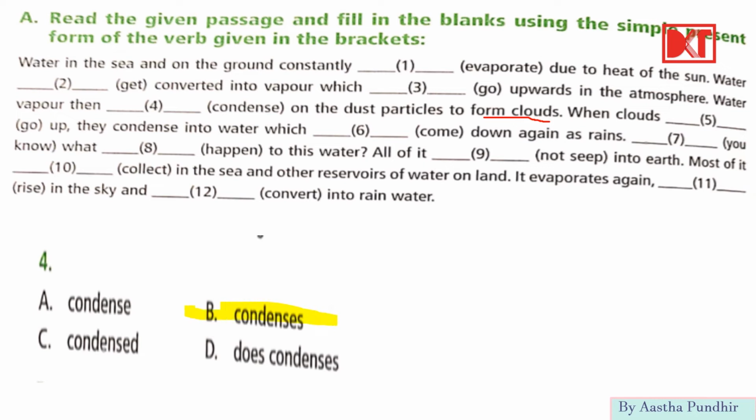Why? Because we form it with S and ES. Use the verb, subject, then verb with S or ES. Alright. Now this one is the infinitive form. C. Condensed. This is the past form. Dust condenses is incorrect in itself. The correct answer is B. Condenses.